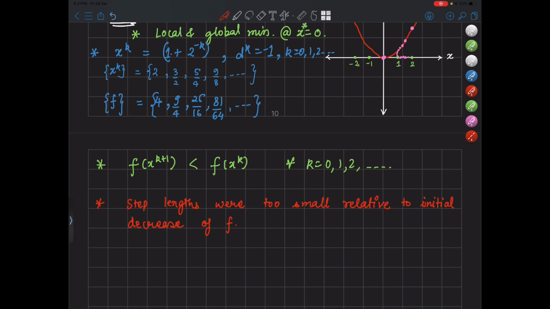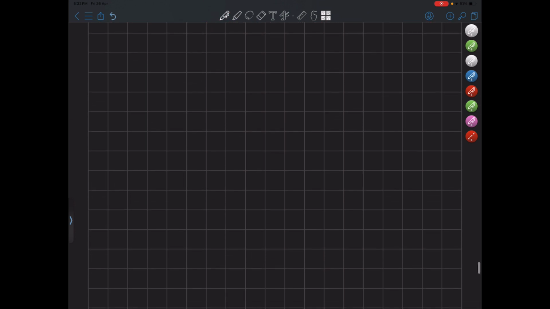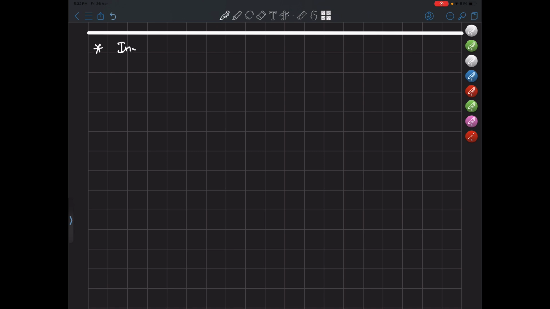Now let us define certain conditions which, if we follow, we'll converge to the local minimum, and we'll avoid these two problems that we have discussed. So let's discuss the inexact line search problem now. We have thought about what problems inexact line search can run into.